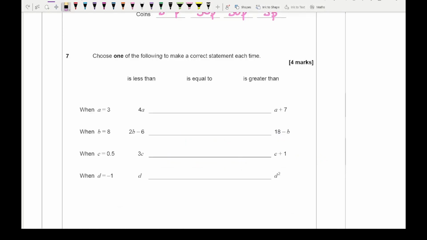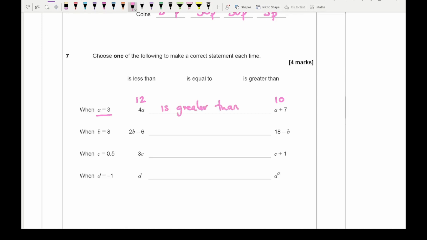Then moving on to question 7, it says choose one of the following to make the correct statement each time. Now for this particular question, this is going to be obviously algebraic substitution. So what we need to do is substitute the corresponding a value into the expression. So here if I substitute a equals 3 into 4a, that's going to be 4 times 3, which is 12, and 3 plus 7, which is 10. 12 is greater than 10, so I just need to write is greater than.